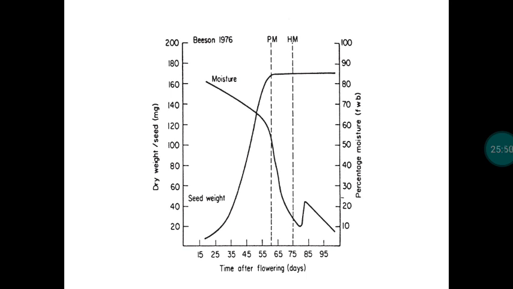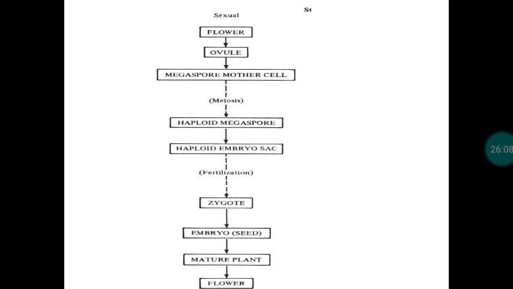So these are all the things with reference to maturation-related events in seeds. With that I am completing seed development and maturation. In the next class we can discuss the biochemical processes related to seed germination. Thank you. So this is the overall development of what we have discussed so far.